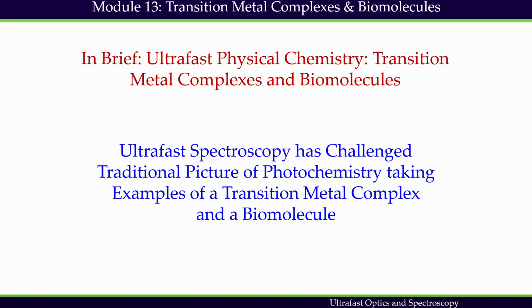With this, we have come to the end of the present module. In this module, we have gone over two interesting examples. One example is based on a transition metal complex, and another example is based on a biomolecule. In both examples, we have found that ultrafast spectroscopy has revealed information which can challenge our traditional concept of photochemistry and photophysics. We'll meet again for the next module.